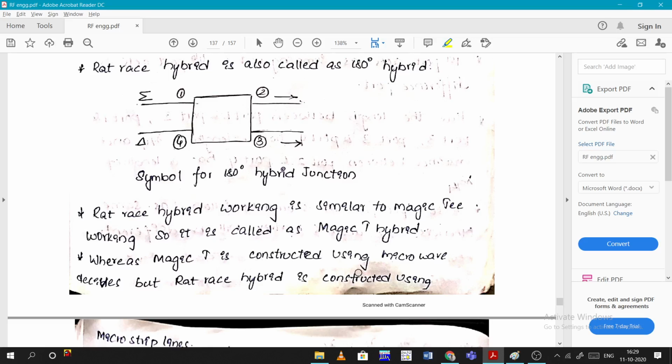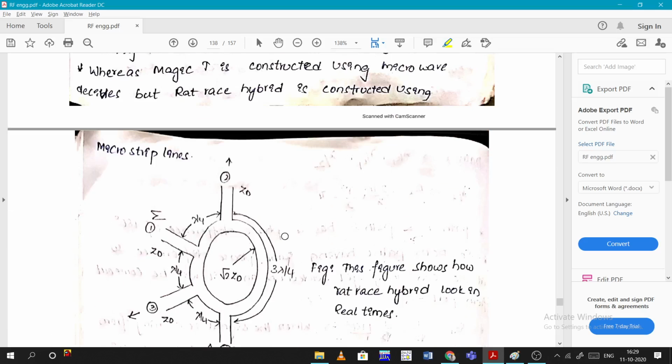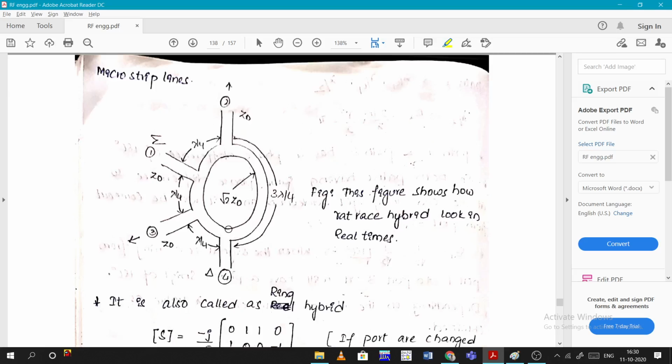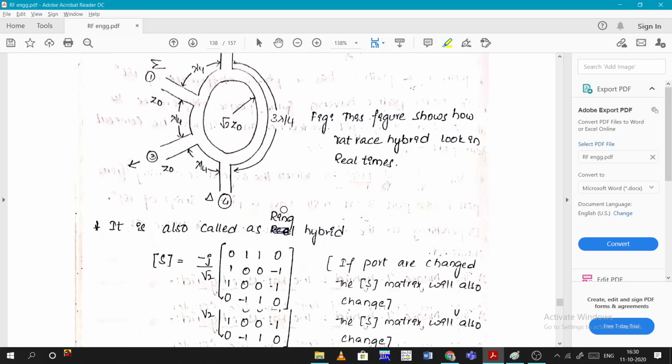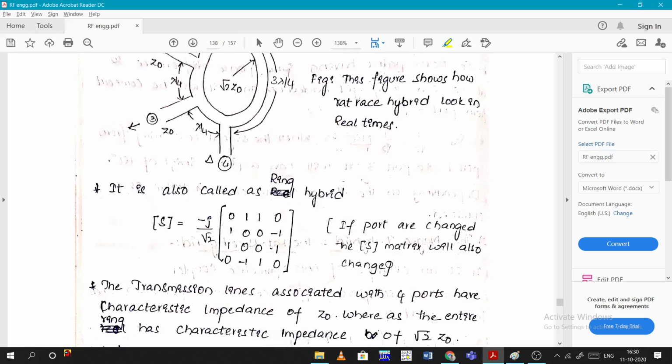Whereas magic T is constructed using microwave devices, the rat race hybrid is constructed using microstrip lines. Microstrip lines means the copper sheet will be cut into these strips. This figure shows how the rat race looks in real time. There will be ports, and the path length between the first port and the second port is lambda by 4, the first port and third port is lambda by 4, third port and fourth port is lambda by 4, and fourth port to second port it will be 3 lambda by 4. It is also called a ring hybrid, as it looks like a ring.